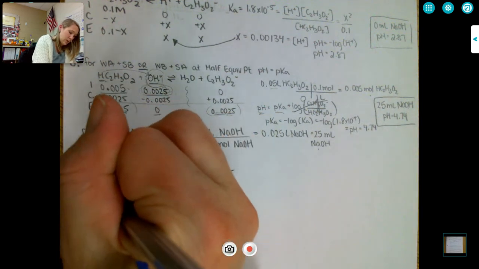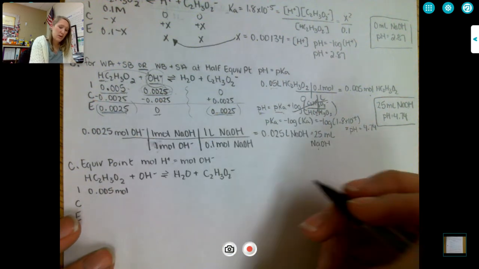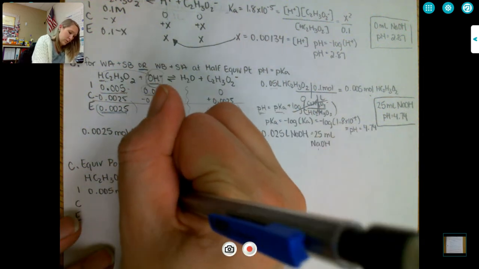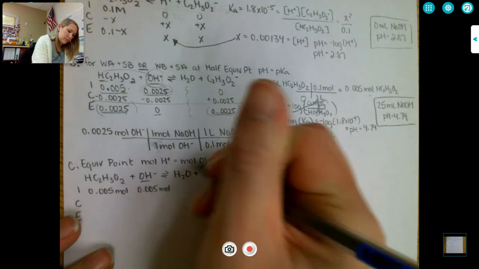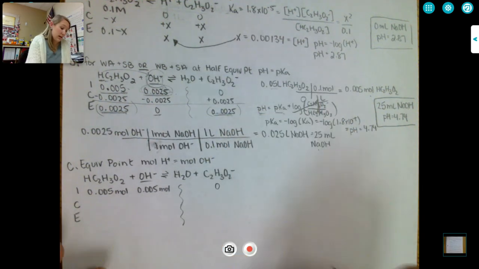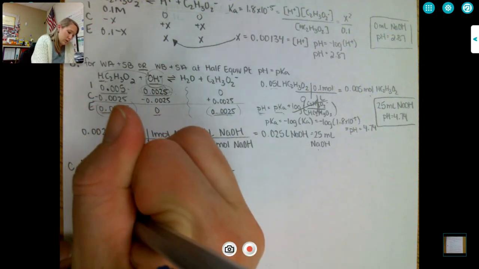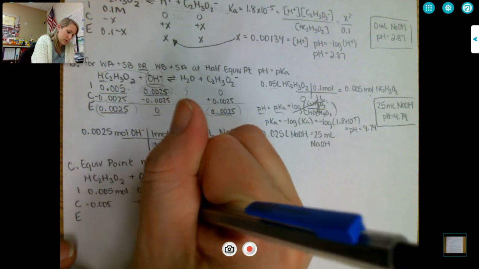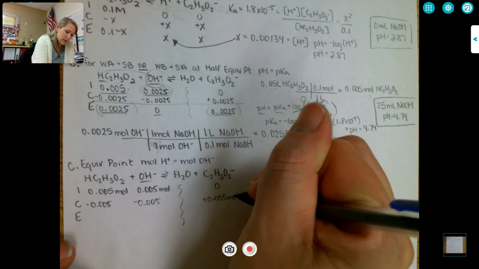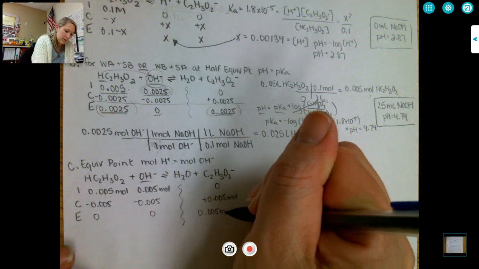So I need 0.005 moles of my acid, which is how much I'm starting with. And I'm at my equivalence point, so I need an equal amount of moles of hydroxide, 0.005 moles. I don't care about water, and I don't have any moles of my acetate ions to start with. Well, these are both going to get consumed in a 1-to-1 ratio, so minus 0.005, minus 0.005, over here plus 0.005 moles. So I'm left with 0, 0, and 0.005 moles.